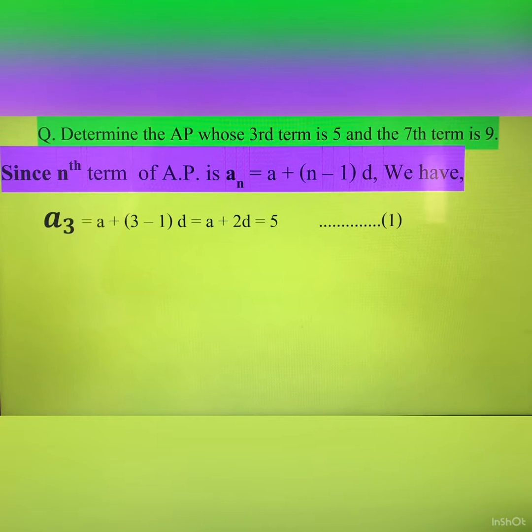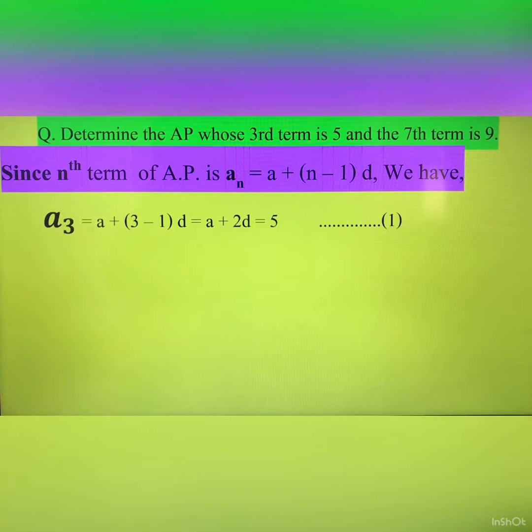So we will get A3 equal to A plus 3 minus 1 into D. On simplifying it, we will get A plus 2D equal to 5. So this is equation number 1. Another condition is given that the seventh term is 9.